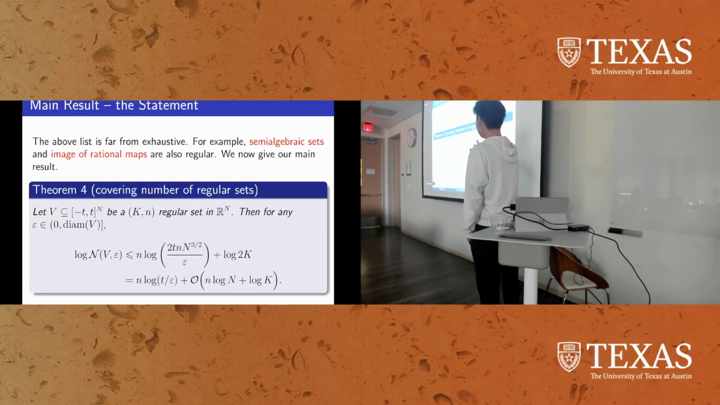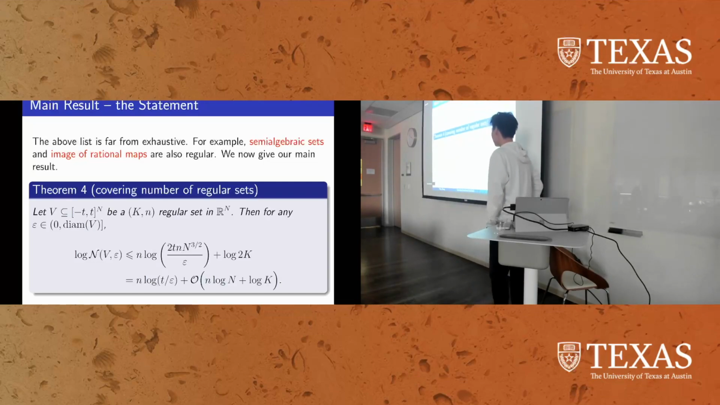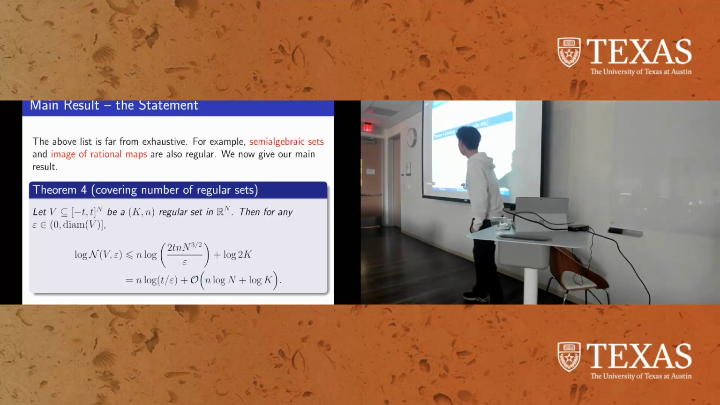So if V is a K, n regular set in R^N, and it is constrained in this radius T cube, then for any epsilon, the covering number is bounded by this formula, which this one is easier to parse. Basically, you still get a good linear term, which characterizes the dimension of your set. And the nonlinear term is little n log big N and log K. So there's no linear dependence on big N. And if you plug in the K from the previous slides, you will get the results that I showed you in the table.